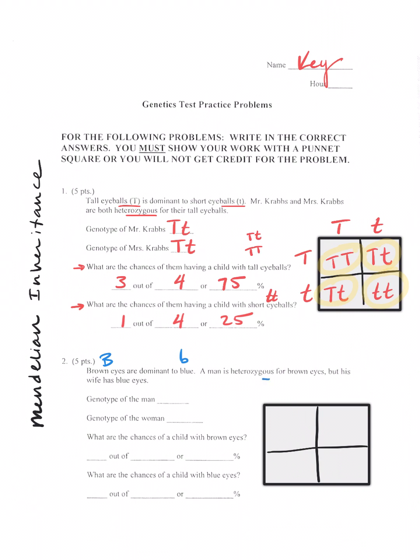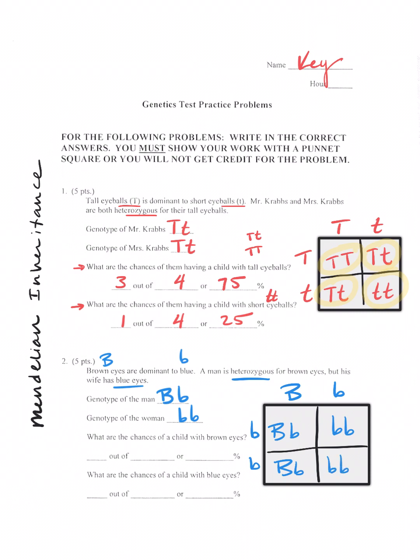It says that the man is heterozygous, so that means that his genotype is going to be capital B, small b, and his wife has blue eyes. Remember that blue eyes is recessive, so her genotype is going to be lowercase b, lowercase b. Then we can put these 2 individuals in a Punnett square, and then we can figure out the probability of their children having either brown eyes or blue eyes.